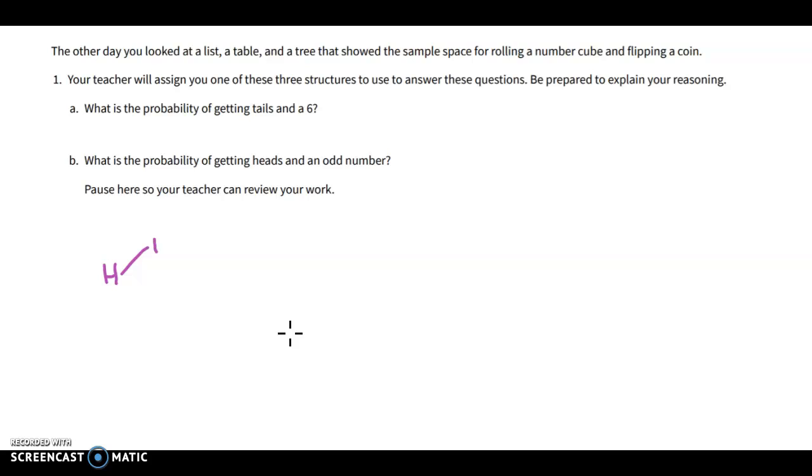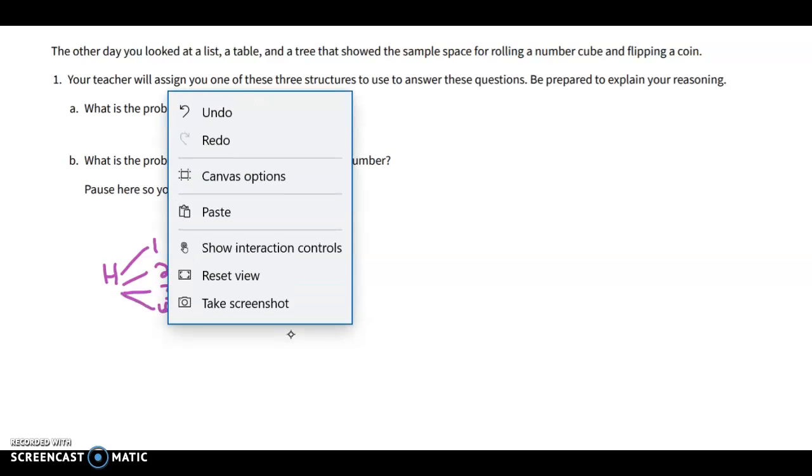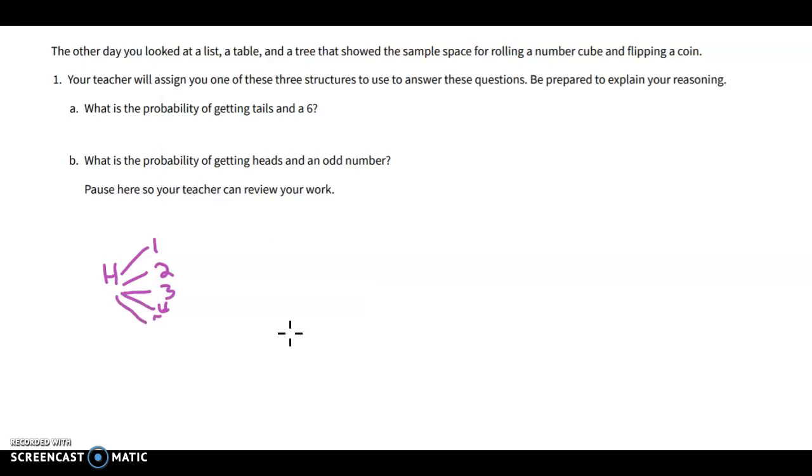and then I could get a 1, I could get a 2, I can get a 3, I can get a 4, I can get a 5, or I can get a 6, right? And the other option is I can do a tails, and I could get a 1, I could get a 2, I could get a 3, I could get a 4, I get a 5, or I could get a 6. So in all, I have a total of 12 outcomes here.